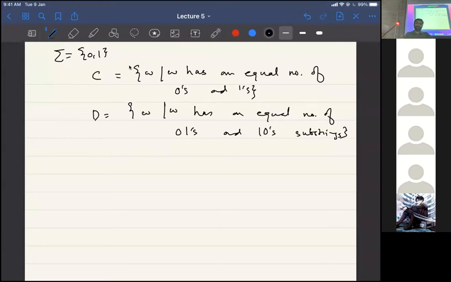So suppose in the previous language, 1, 0 was not in the language while 0, 1 was in the language. Right? So in the previous language, 0, 1, 0, 1 was not in the language, but 0, 1, 0, 1 is in C. Right? So is C regular or not?